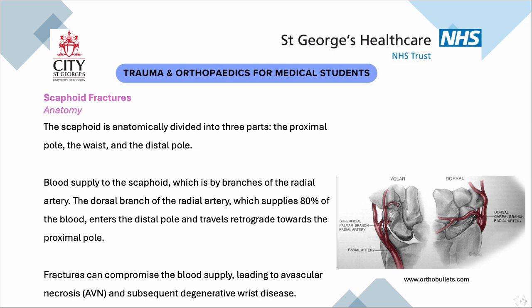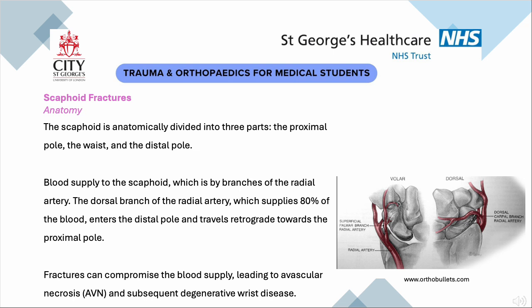We'll move on to the scaphoid fractures. These are important because of the anatomy of the scaphoid. You need to be aware of this. Anatomically, the scaphoid has three parts: a proximal pole, a distal pole, and the waist. And the blood supply is unique in that it comes from the radial artery, and the dorsal branch, which is the important one, enters at the distal pole and then travels backwards to the proximal pole.